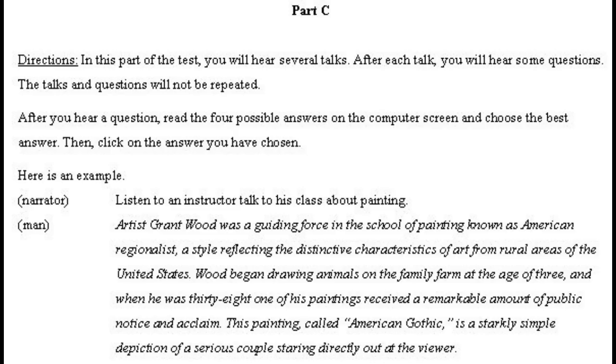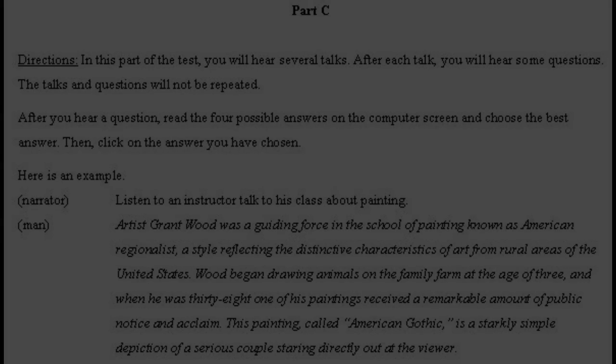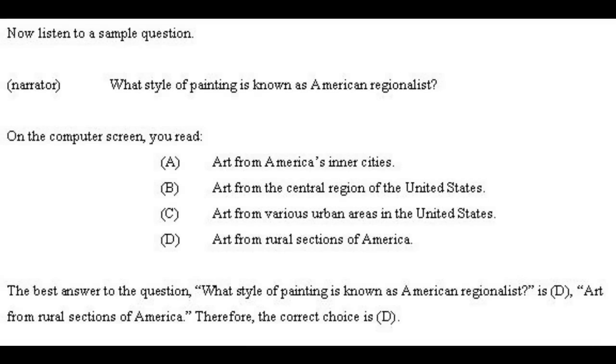Artist Grant Wood was a guiding force in the school of painting known as American Regionalist, a style reflecting the distinctive characteristics of art from rural areas of the United States. Wood began drawing animals on the family farm at the age of 3, and when he was 38, one of his paintings received a remarkable amount of public notice and acclaim. This painting, called American Gothic, is a starkly simple depiction of a serious couple staring directly out at the viewer.